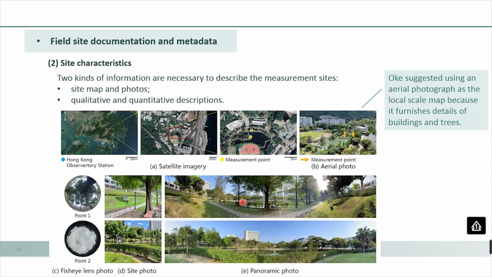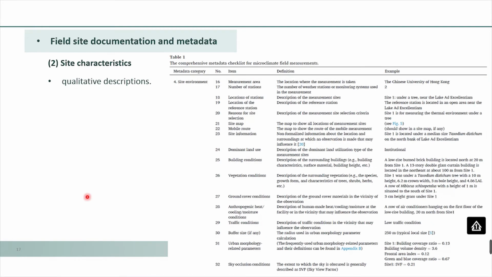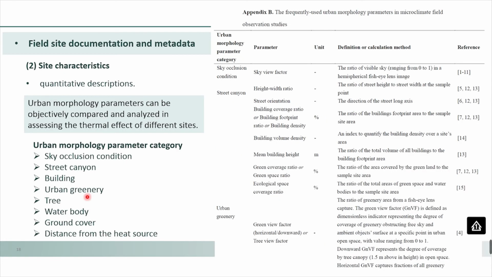And for the site photos, including panoramic photos, they can provide a perspective view, supplementing the details at the pedestrian level. And if you want to give a view of the sky occlusion conditions, I will suggest you use fisheye lens photos. And for the qualitative descriptions, I suggest you refer to our metadata checklist. And for the quantitative descriptions, I would like to suggest you use the urban morphology parameters, because they can be objectively compared and analyzed in assessing the thermal effect in different sites.